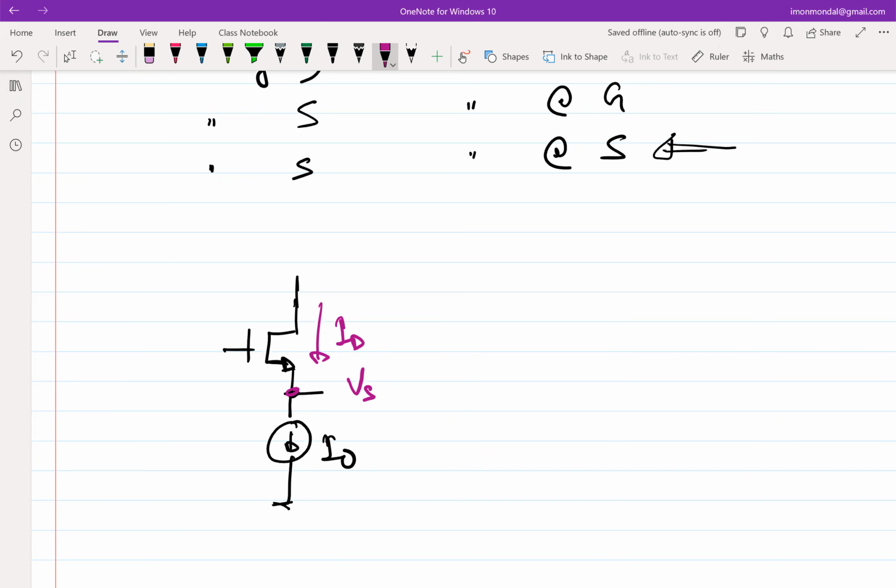And how do I decrease ID? I have to decrease VGS. Which essentially means that I have to do something which decreases the VGS. Do I need to do anything? The VGS is automatically getting decreased here, because the moment ID is increasing, VS is increasing, and thereby shutting down the VGS. So it looks like there is an inherent negative feedback that is taking place here.